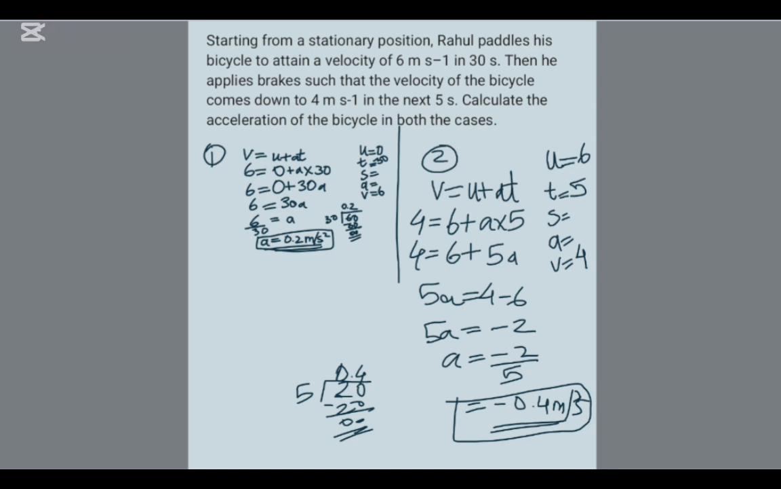Acceleration 1 is 0.2 meter per second square and acceleration 2 is minus 0.4 meter per second square.